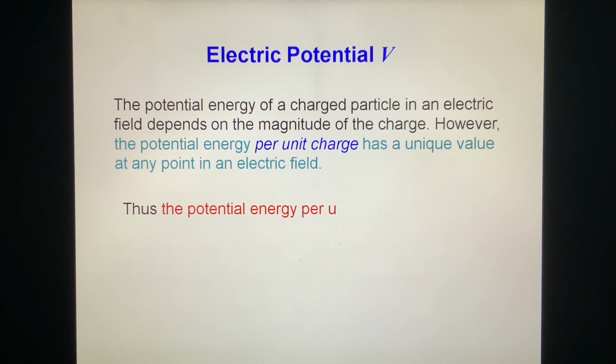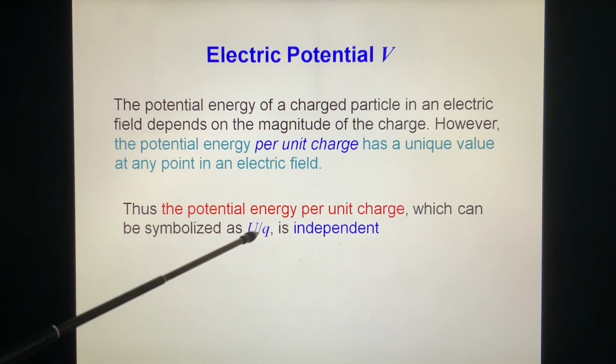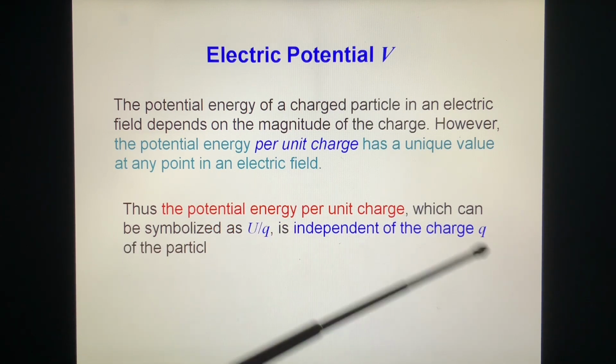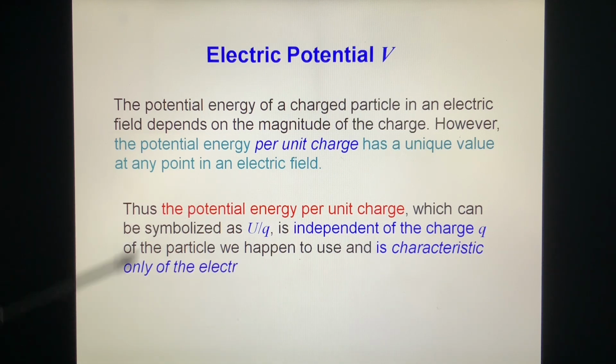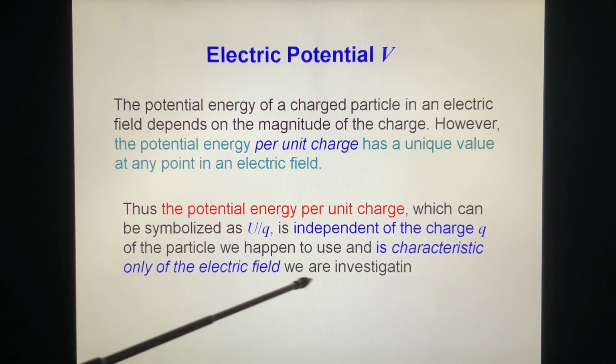Thus, the potential energy per unit charge, which can be symbolized as U over q, is independent of the charge q of the particle we happen to use, and is characteristic only of the electric field we are investigating. Remember, V is a property of the electric field, nothing to do with which charge is put at this point. For different charges at this point, they have different potential energy, but they have the same potential.